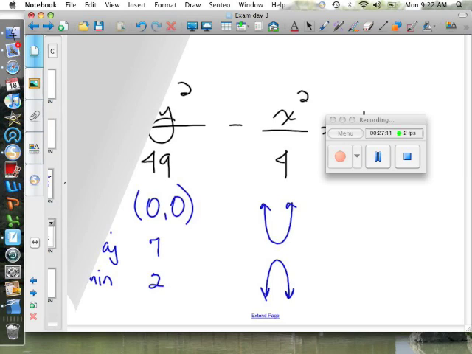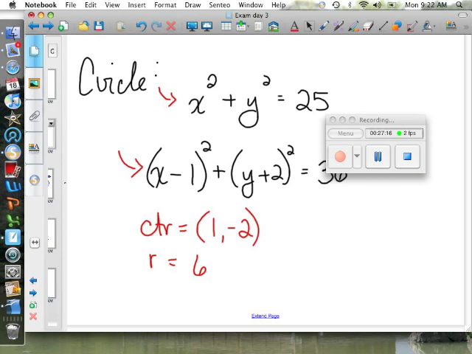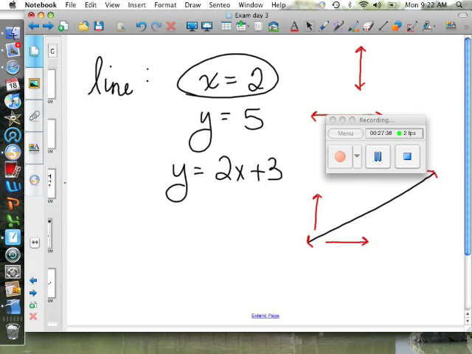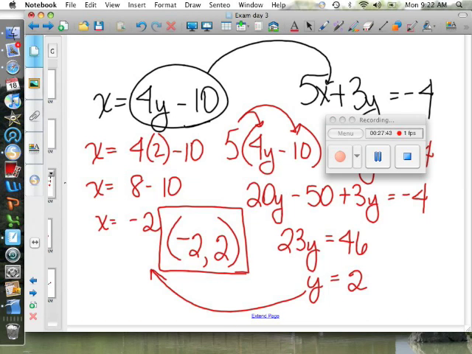Then what we've done today, our hyperbolas, our ellipses, being able to identify them, your circle, your parabolas. What's the difference between parabolas and circles, hyperbolas, and ellipses? Parabola only has one term that's squared. In circles, ellipses, and hyperbolas, both terms are squared. Okay? And then we also talked about elimination and substitution.